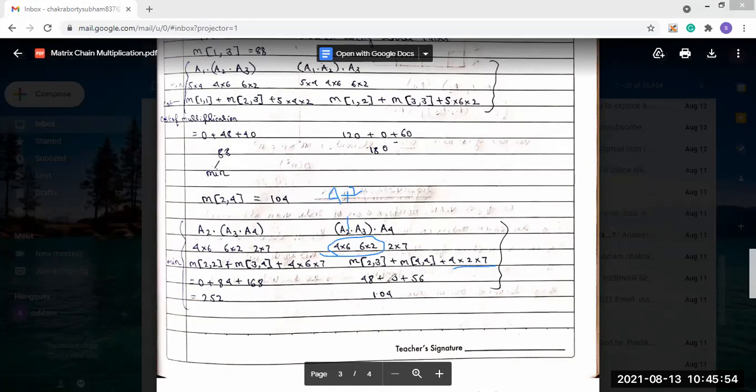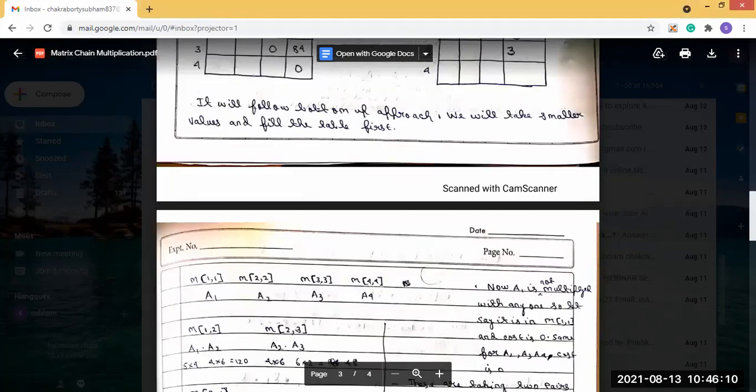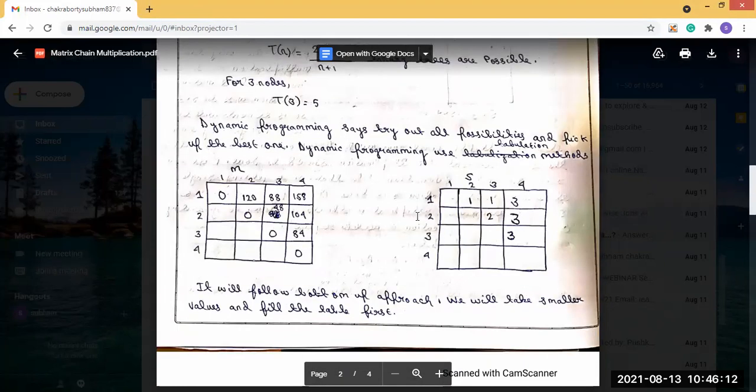So 48 plus 0 plus 56, the total is 104. Now these two values we get are 252 and 104. So what is the minimum? 104. So the minimum value, this 104, is substituted in this table.